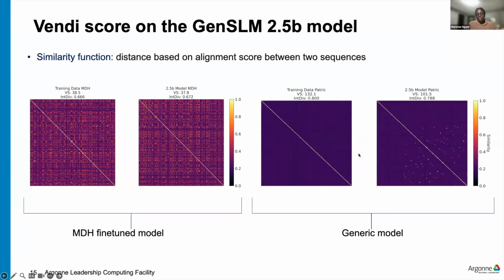But then for the generic model, this is the training data. It was 132. And then for the generated output, it dropped to 100. And you can see in these two similarity matrices, more bright spots appearing on the sequences. So I just wanted to show this to showcase that you also have metrics, though they are not that many, specifically for science problems like generating sequences, creating and generating new materials and things like that.